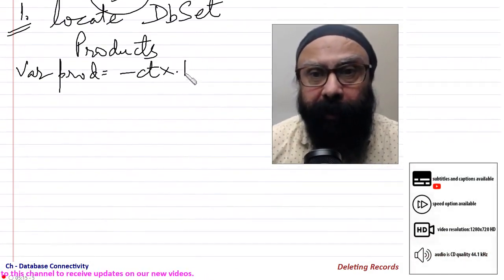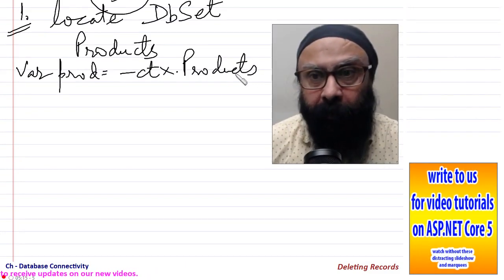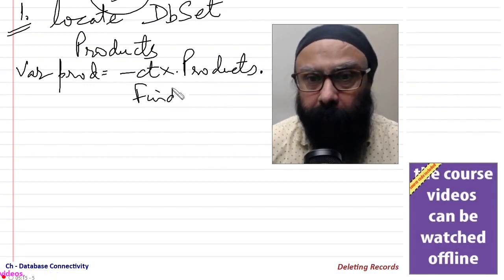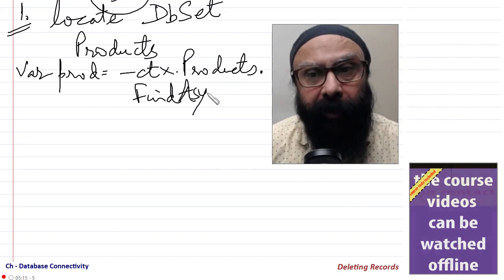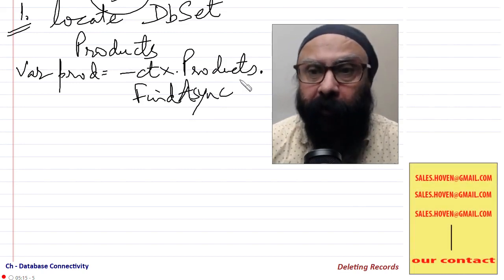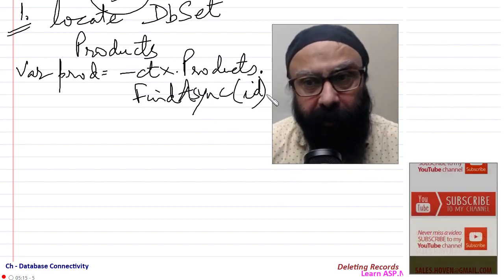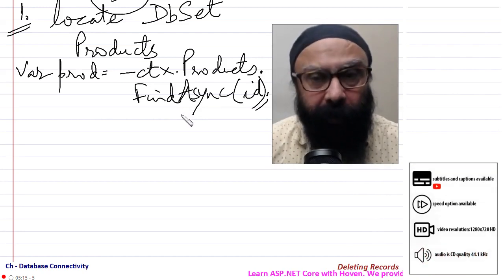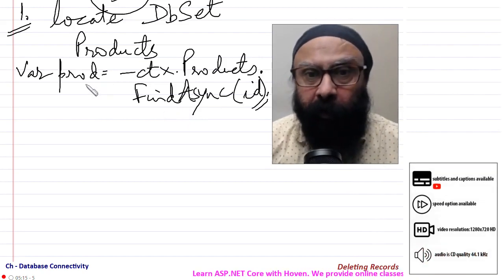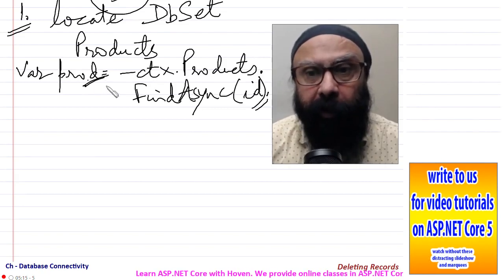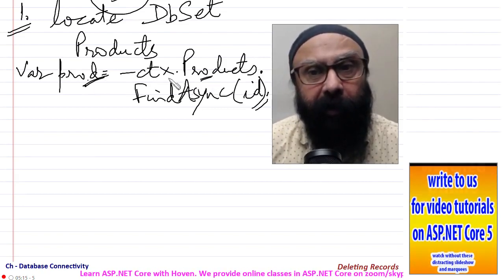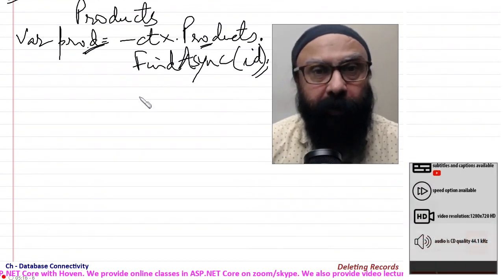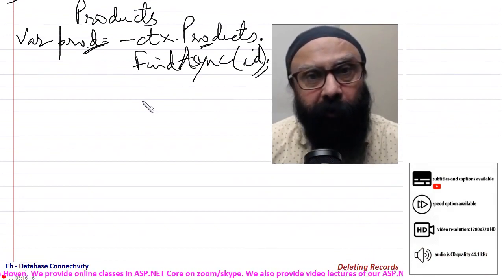We will write ctx.Products. So this gives me the whole collection of products, dot Find. You can use FindAsync, that is much better with the await pattern and all. FindAsync corresponding to this ID. This is a built-in method that is available to you in the EF Core namespace that you will see in a moment. The first step is to locate the product in this products DbSet, and we write context.Products.FindAsync.